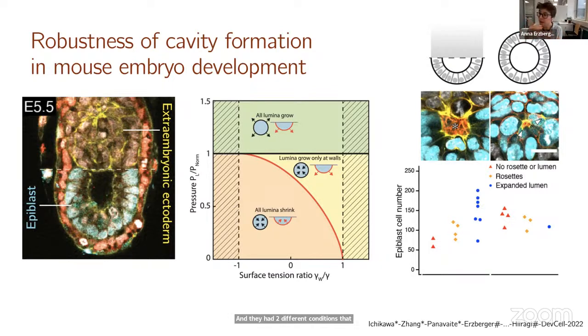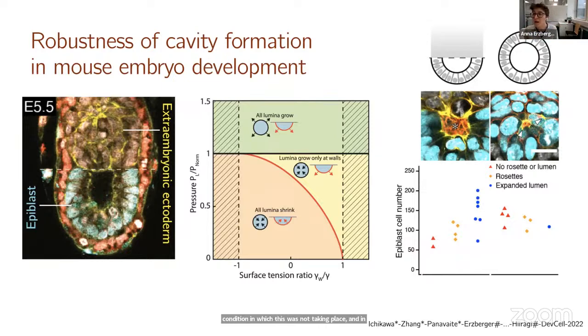In one case, the embryonic extraembryonic interface forms in this way, and this has this flat interface. Basically, what is necessary for that is that the extraembryonic ectoderm here undergoes a morphogenesis and folds inwards. And they had a different condition in which this was not taking place. And in that case, this flat tissue interface was absent.